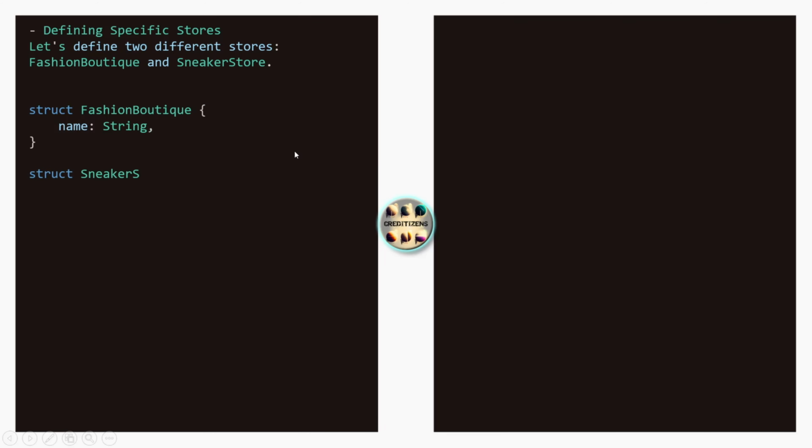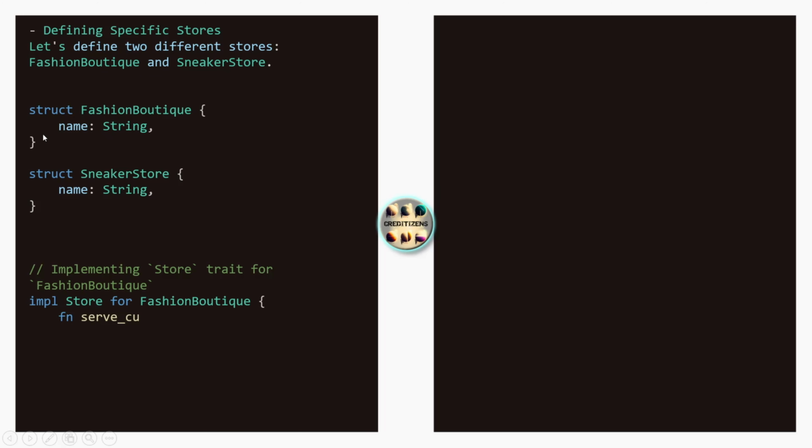Another point, defining specific stores. So let's define two different stores. We're going to use structs here and use the trait. So those structs, FashionBoutique and SneakerStore, we just put the name in. That's the name, maybe the name of the salesperson in each store.